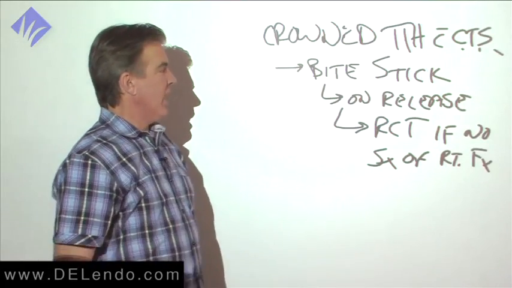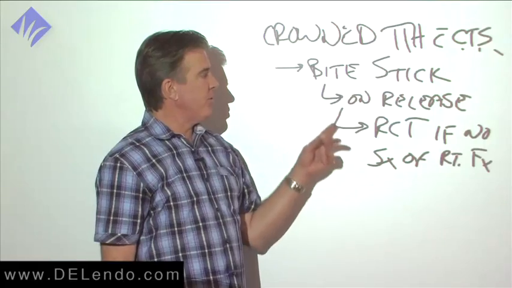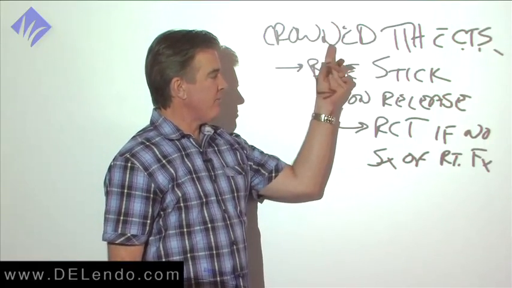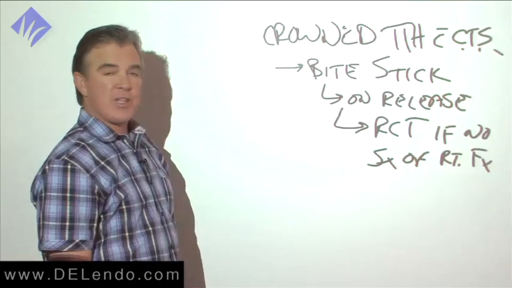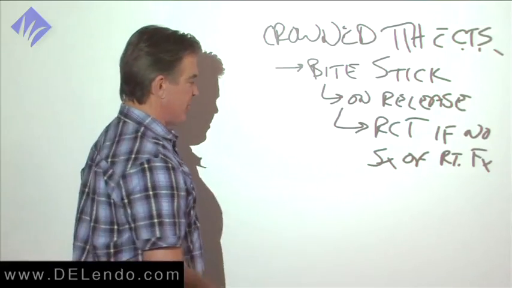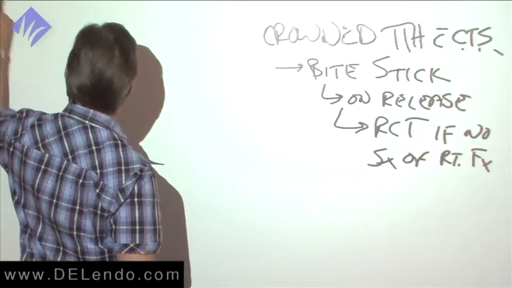Okay. When we enter this tooth, and it has a crown, we know that we're going to have to do a root canal if there's no signs of root fracture. First thing we're going to do is confirm that there's no signs of root fracture. And what that looks like is this.